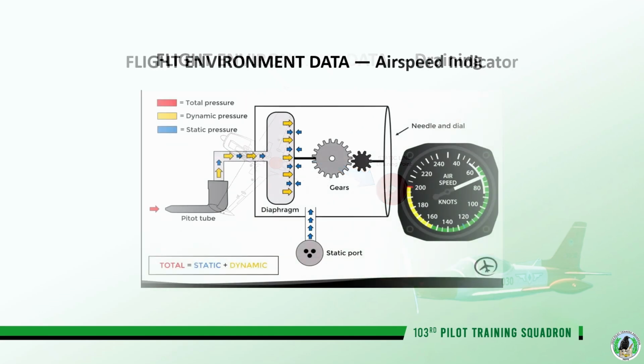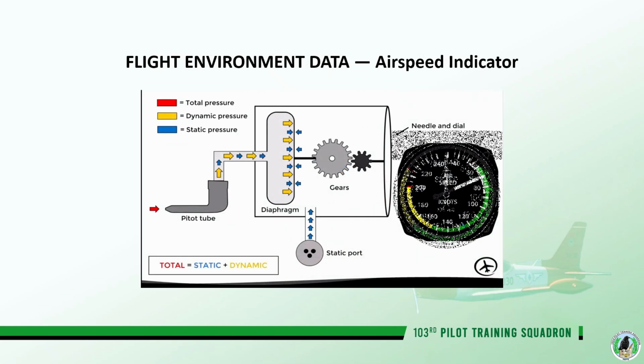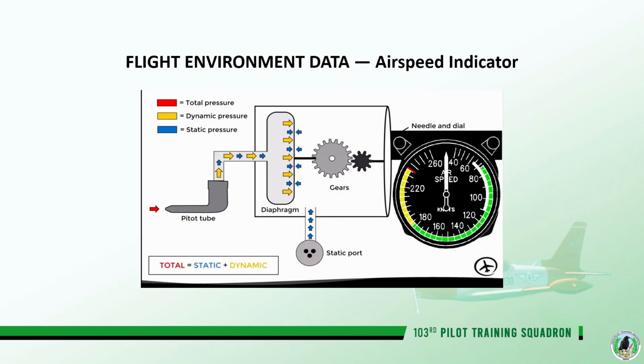Airspeed indicator. The airspeed indicator displays the speed of the aircraft relative to the surrounding air. It operates by measuring the difference between static pressure from the static port and total pressure, also called pitot pressure, from the pitot tube. This relationship can be expressed by the equation, total equals static plus dynamic.